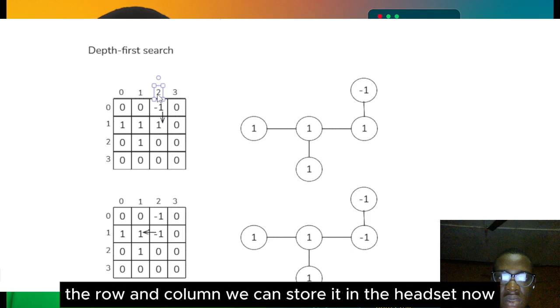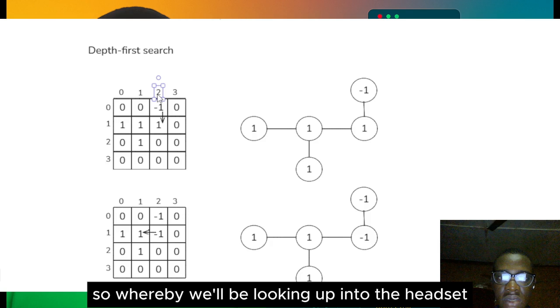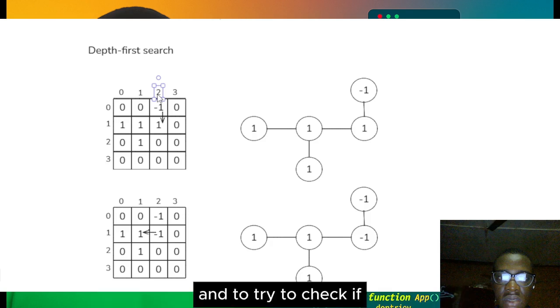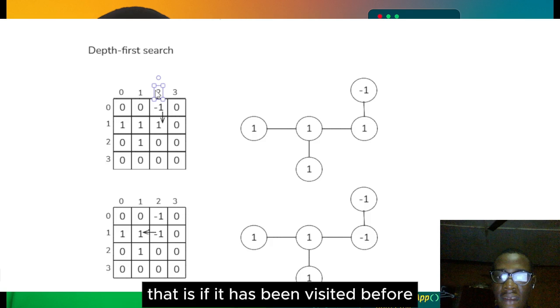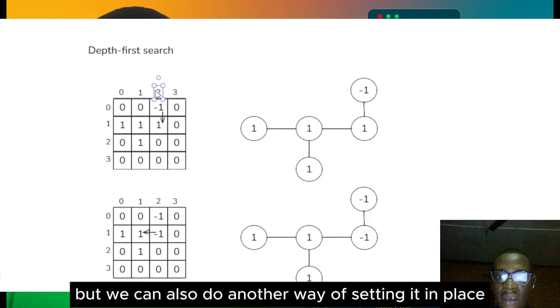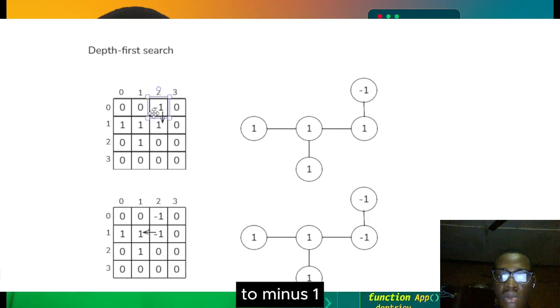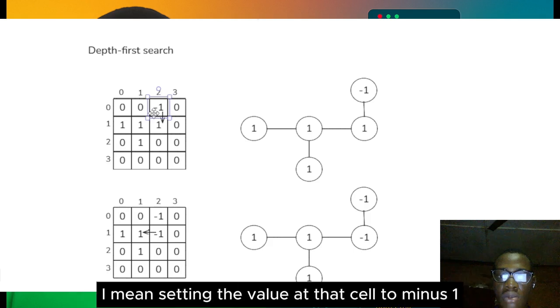We can store it in the visited set, whereby we'll be looking up into the set to check if that particular coordinate has been visited before. But we can also do another way of setting it in place to -1. I mean, setting the value at that cell to -1.